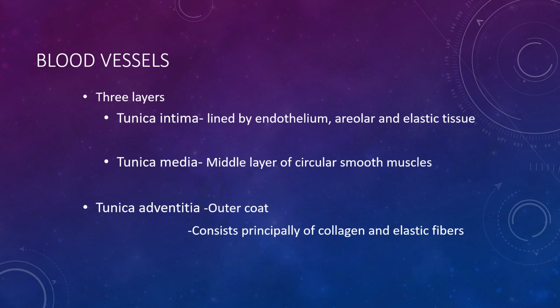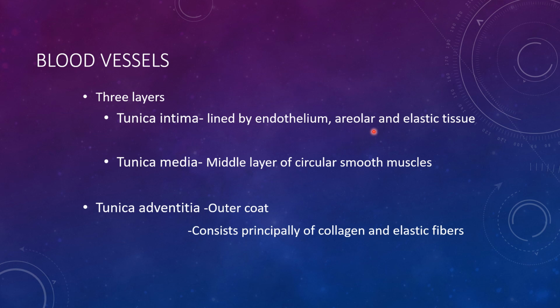So now let's go to the three layers of your blood vessels. The first one is your tunica intima. The tunica intima is the inner layer that surrounds the blood as it flows through your body. It is lined with endothelium, areolar, and elastic tissues. Your tunica intima regulates your blood pressure, prevents blood clots, and keeps toxins out of your blood. It also keeps your blood flowing smoothly.